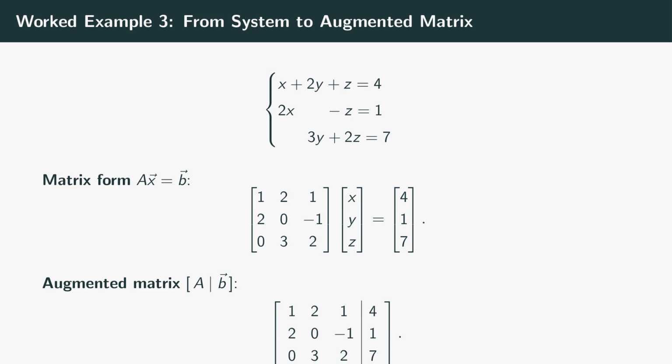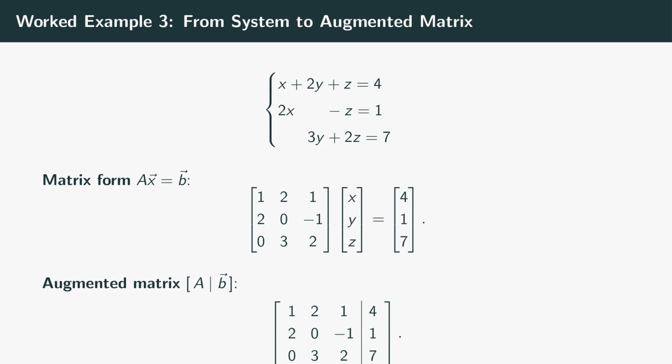Let's practice the packaging that powers the rest of the course. Here is a system of 3 equations and 3 unknowns, x, y, and z. Watch the missing variables. The second equation, 2x minus z equals 1, has no y term, so its y coefficient is 0. The third equation, 3y plus 2z equals 7, has no x term, so its x coefficient is 0.